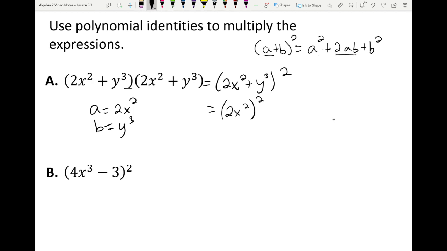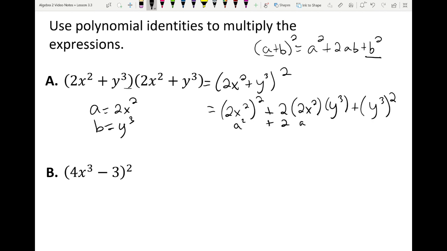Now let's do the 2ab part. So we got plus 2. A is 2x squared. B is going to be y cubed. So now we're done with that second part. Now we're looking at b squared. So we got plus, and then b is y cubed, and then it's squared. Okay, so this is my a squared plus 2ab plus b squared. So that's that identity at work.